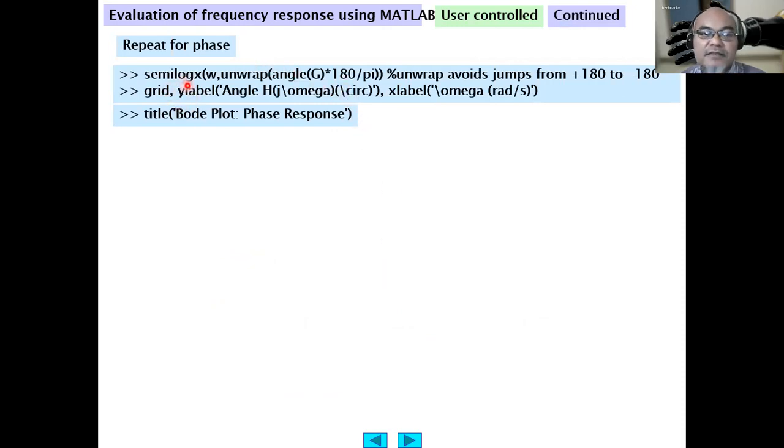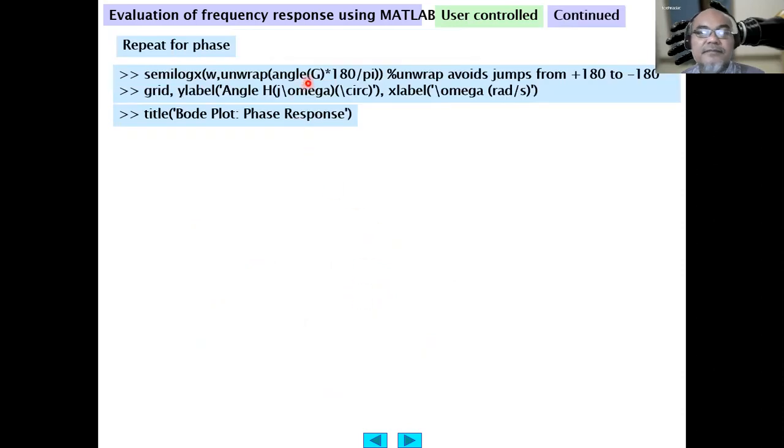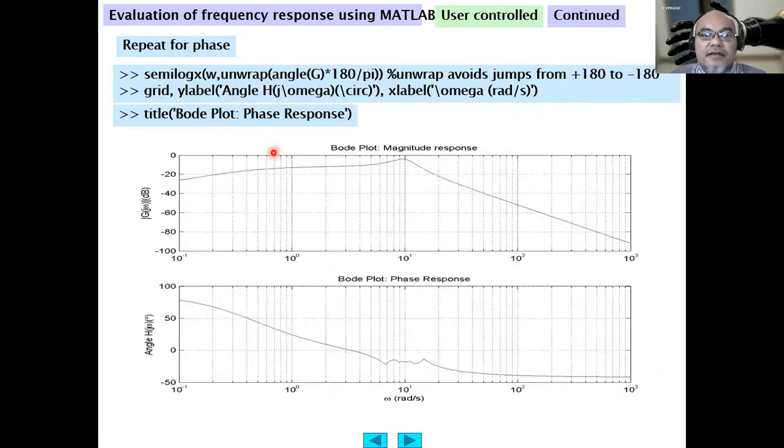Repeating for phase, semilogx for the x-axis. Okay. W, unwrap to avoid the jump from plus 180 degrees to minus 180 degrees. Then we put this angle and draw the graph of phase as a function of radian per second.